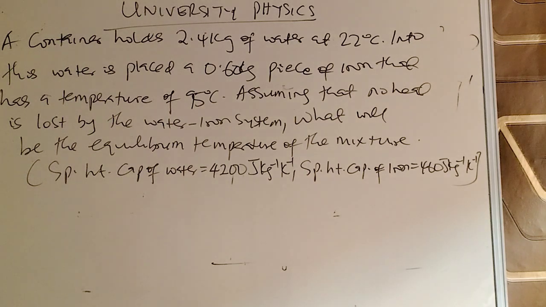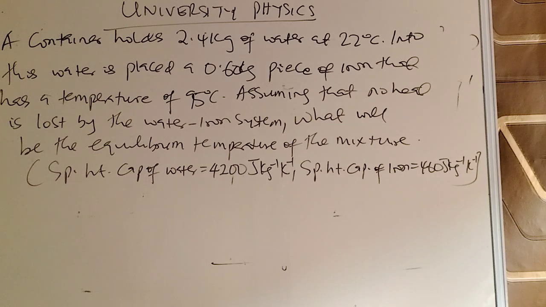You see that there's no more difference between this question and the ones we solved for the O-level students. It says: a container holds 2.4 kg of water at 22 degrees Celsius. Into this water is placed a 0.60 kg piece of iron that has a temperature of 95 degrees Celsius. Assuming that no heat is lost by the water-iron system, what will be the equilibrium temperature of the mixture? So you see that in this question, we are talking about a two-component system, water and iron.